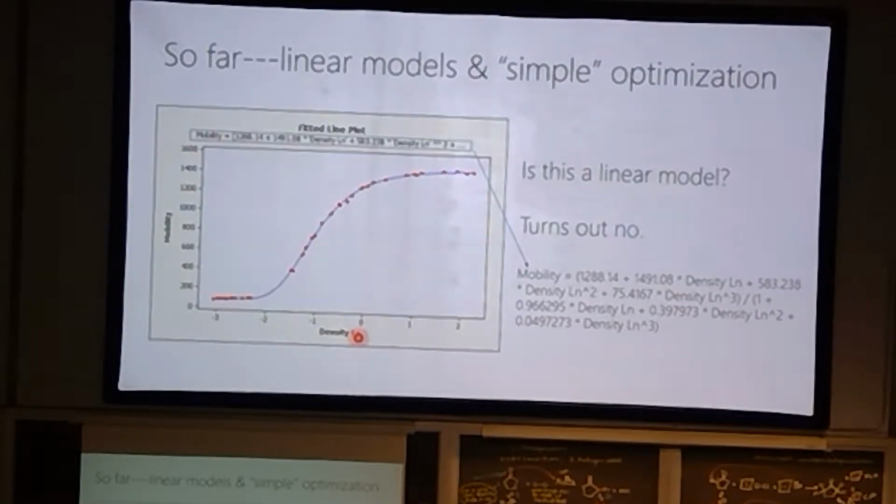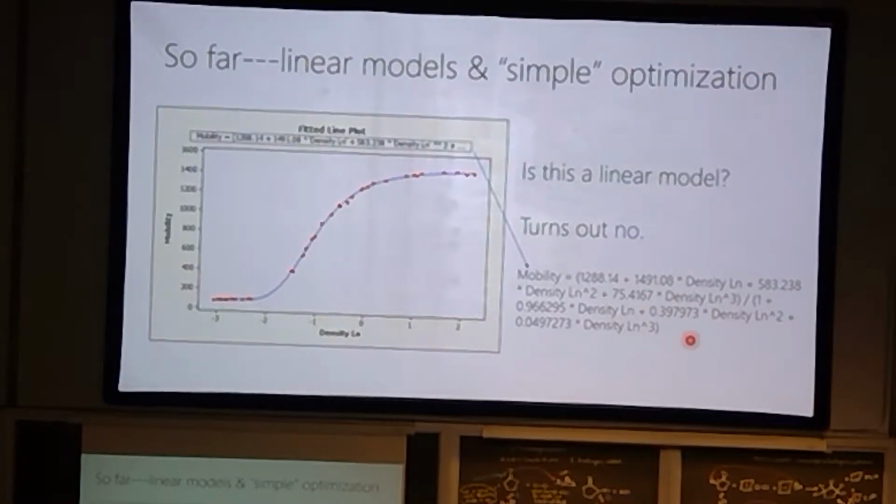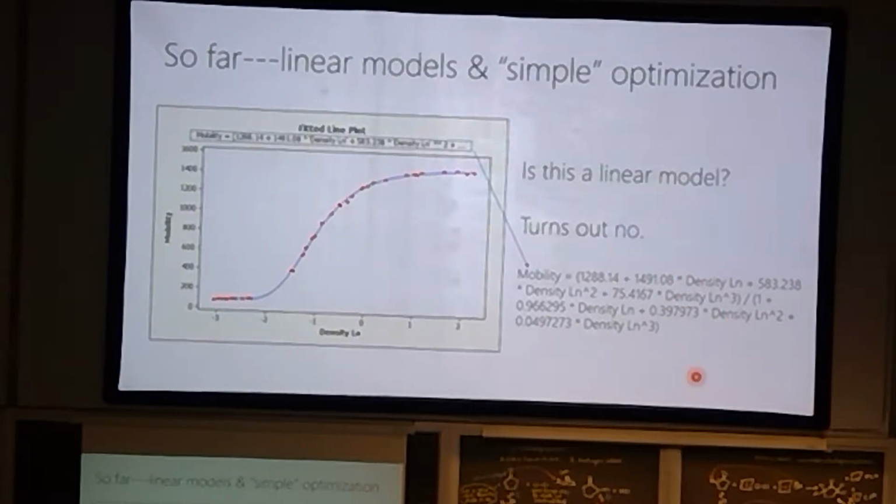So you basically have to look at the functional form. And so this is the functional form. You're predicting mobility as a function of density, and it's certainly not a linear function of density, or obviously in any way of any features that we can see. It's some complicated ratio of stuff here. So this isn't really a linear model.